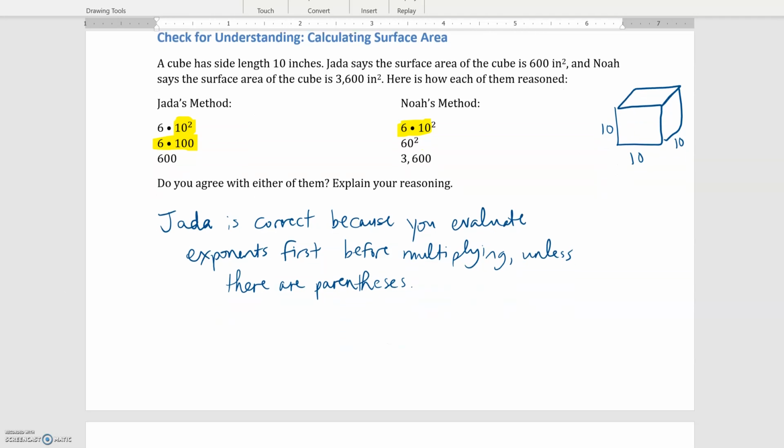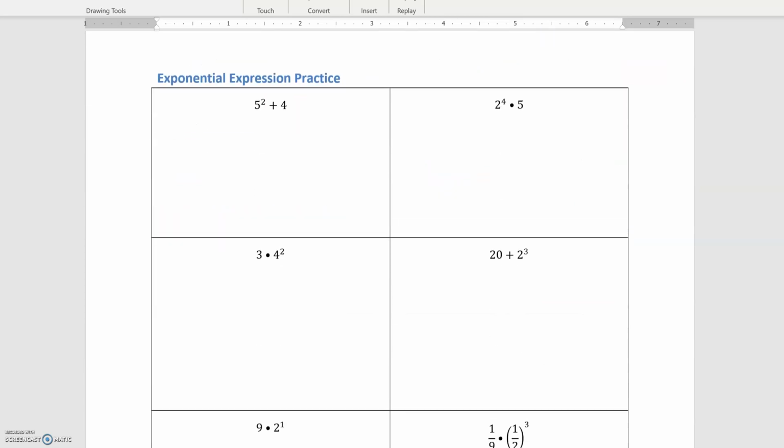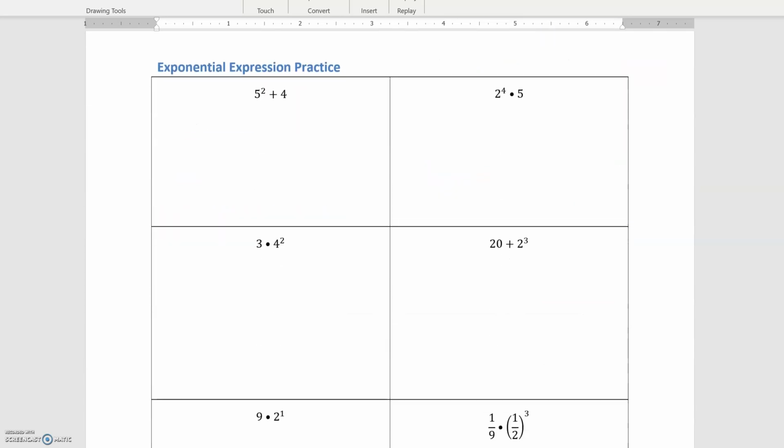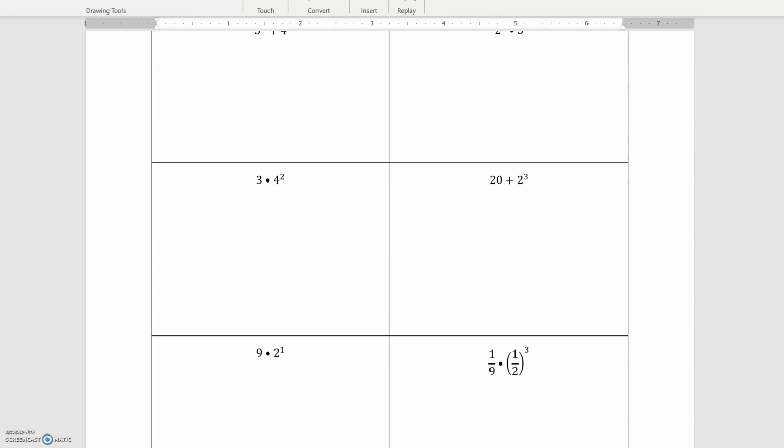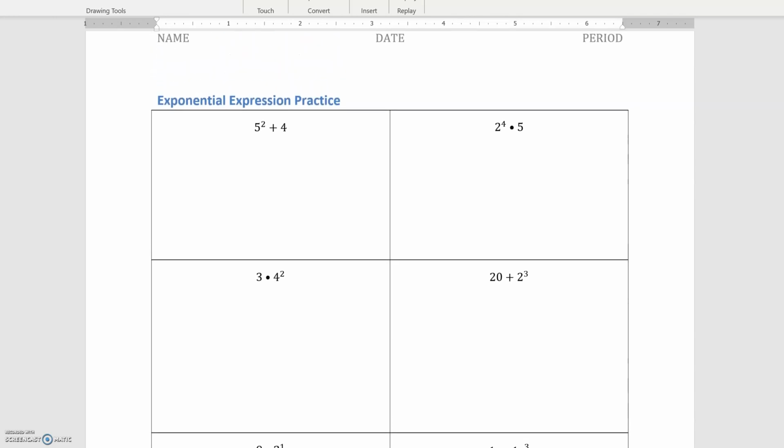We're now going to do some practice problems where I'm going to model 2 of them on top, and then you will do the bottom 4 on your own and check your work afterwards. So we're going to do some practice where we have a guideline now where we should always do exponents before multiplying. I'm going to also say adding because we're going to see some addition problems here. So let's think about that.